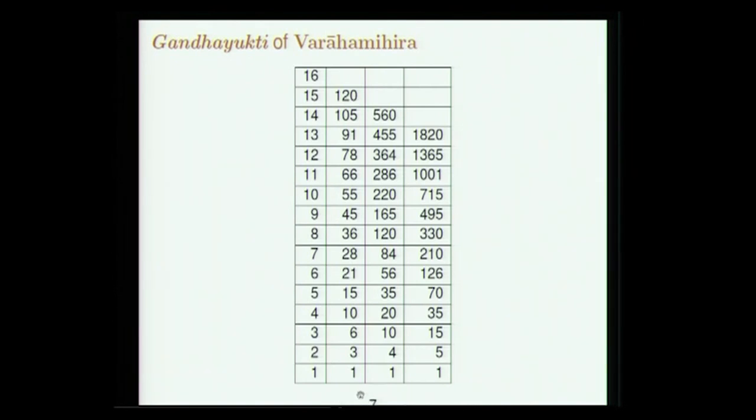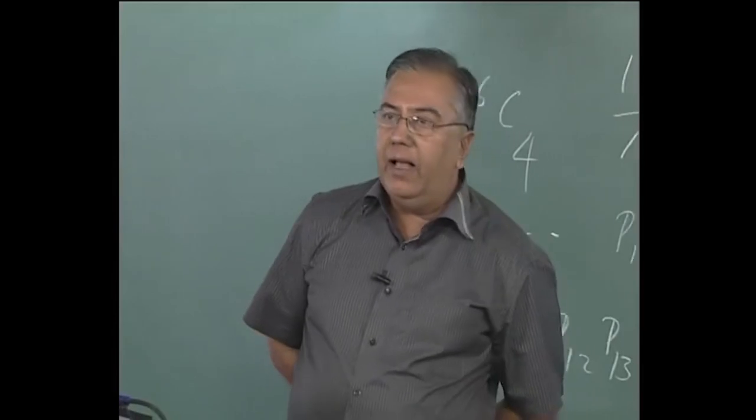Now, the next column is the sum of these sums. So, 1 is 1, 1 plus 3 is 4, 1 plus 3 plus 6 is 10, 1 plus 3 plus 6 plus 10 is 20. So, this column is done by sum of sums. This is 16C1, this is 16C2, this is 16C3, and finally, this is 16C4, which is again the sum of the sums. So, that is the way of calculating the number of combinations.